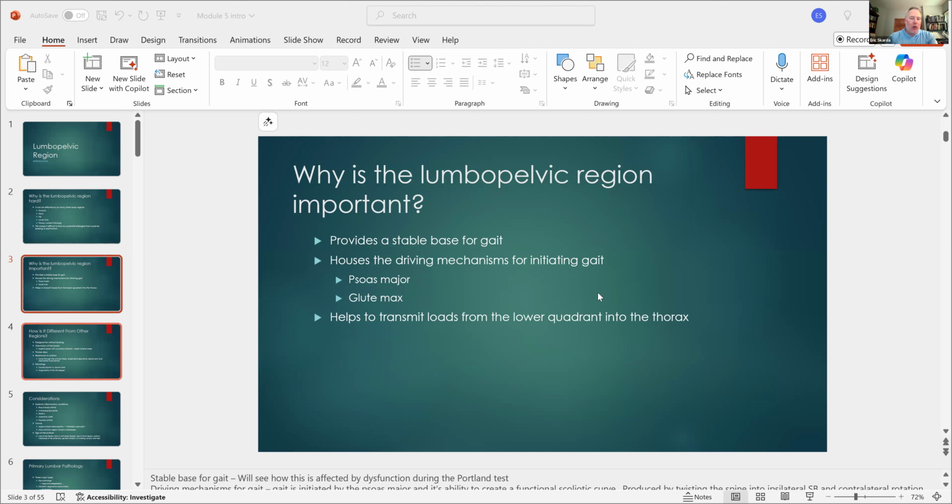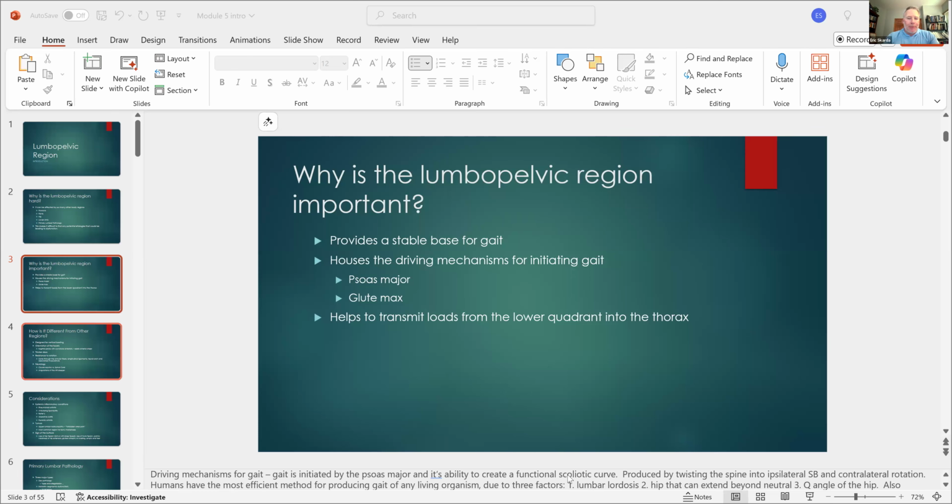A couple of things here as far as, why is this area so important? Providing a stable base for gait. This is why the Portland test ends up being so effective, right? Because we put them in a stride stance, basically the same position they'd be in right before they go into heel rise, and we're saying, can you absorb any type of external load here? Does the wind blow? Does somebody bump into you? Does your dog pull you in one direction or the other? Can you absorb this sort of external load? If this isn't a stable base, if there's dysfunction in this system, then it's going to throw us off, and we're going to have poor balance reactions, and it causes potential for additional problems to come up.